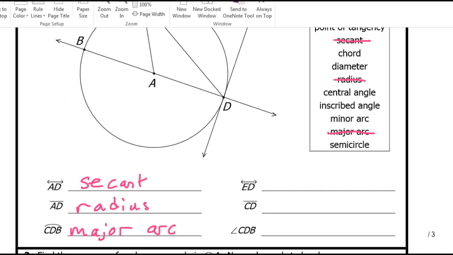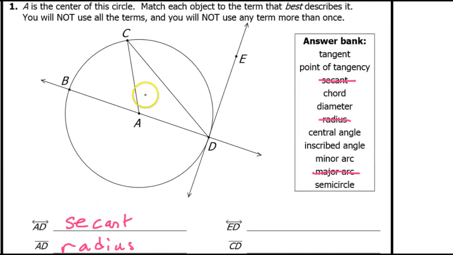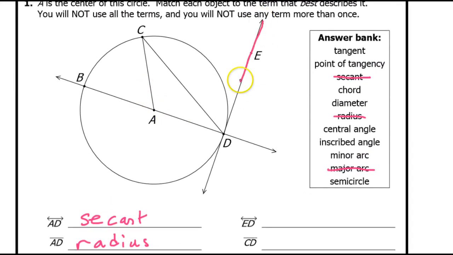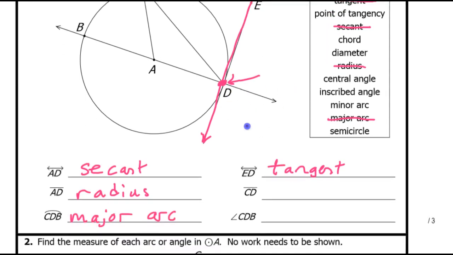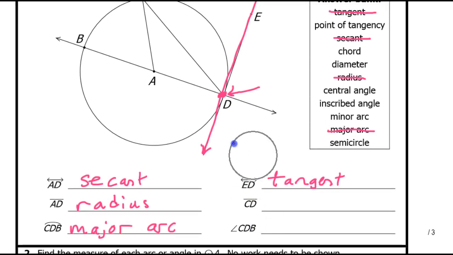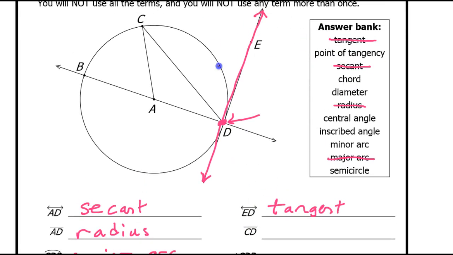Next we have line ED. So here's line ED out here. That is a tangent. A tangent is a line that just skims the circle, touching only one point. And by the way, point D, where it touches, is the point of tangency. Point D is not one of the choices, though, so I guess we won't be using point of tangency.